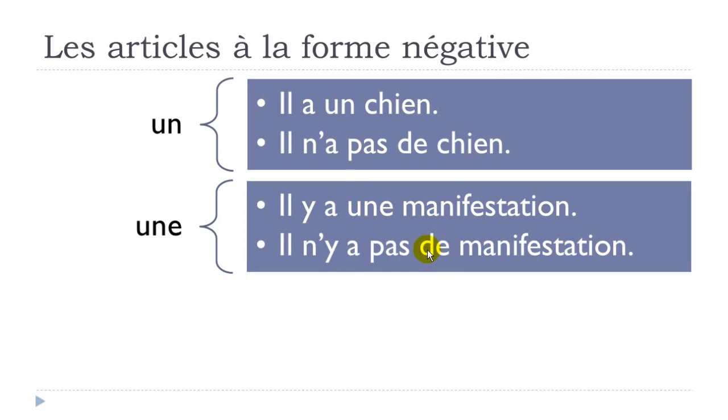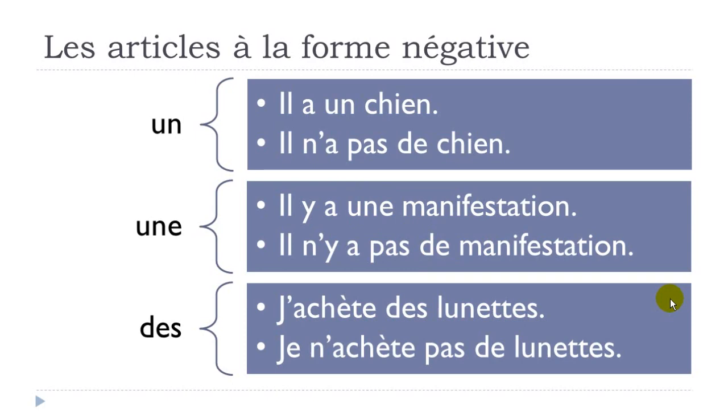All right? So what about the plural now? Des. And then, j'achète des lunettes. Je n'achète pas de lunettes, okay? Des lunettes, glasses, acheter, to buy. J'achète des lunettes. So you can see that it will be exactly the same rule, so des becomes de, okay?